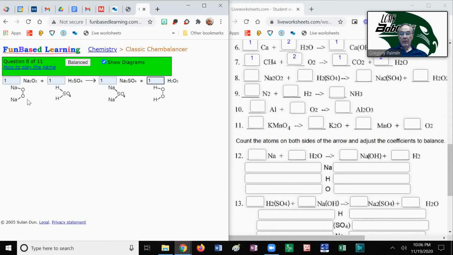Here we have 2 oxygens plus 4 oxygens over here. And we have 4 and 2. So the oxygens look good. The hydrogens, we have 2 over here. We have 2 over here. So that looks good.